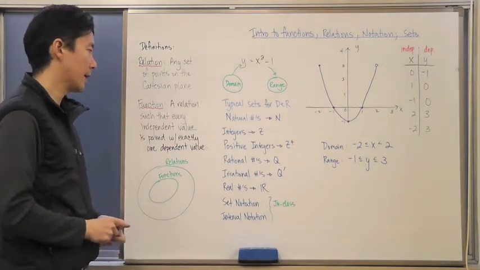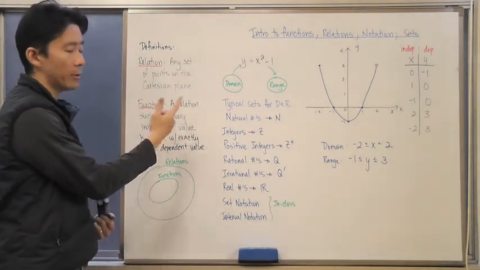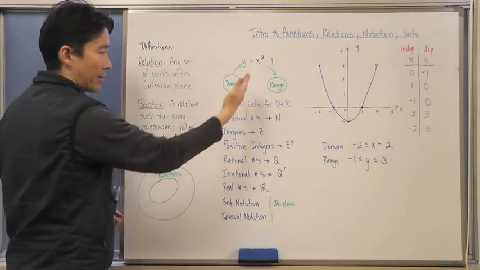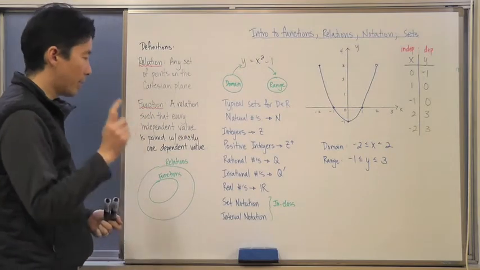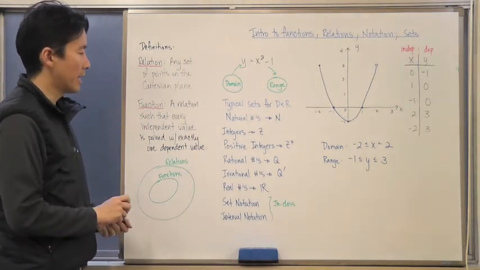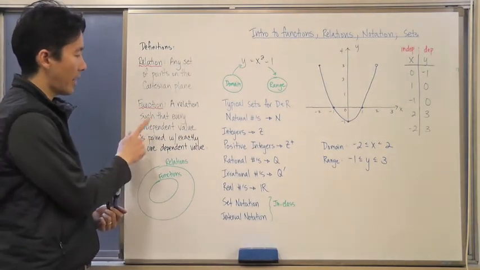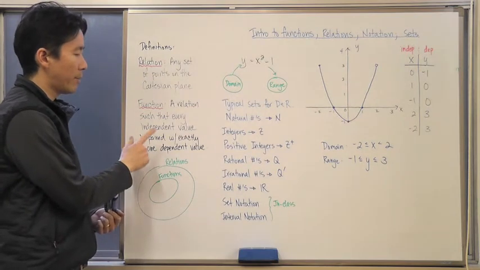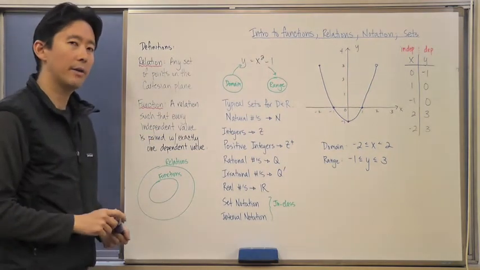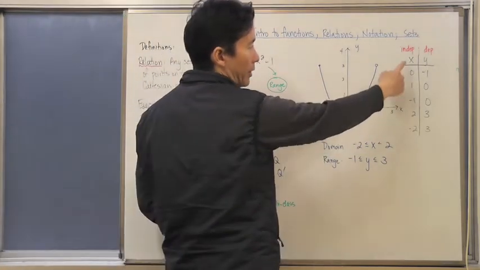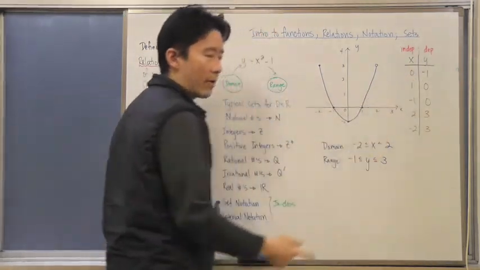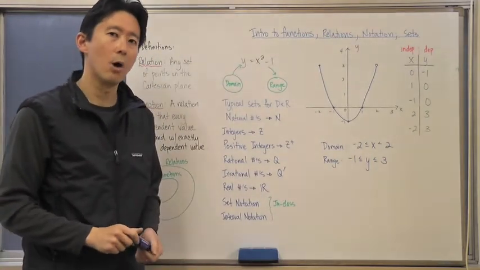It's more specific. A function is still a relation, because of course we still have to have some kind of relationship between the independent and the dependent variable, but in addition to that, it has to have every independent variable being paired with exactly one dependent value. So in other words, the question is, if I put in a value of x, will I ever come up with more than one value of y?